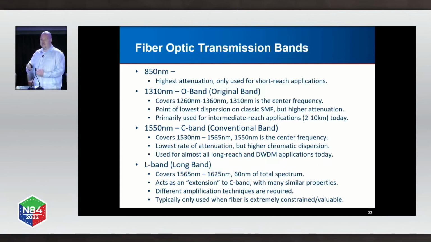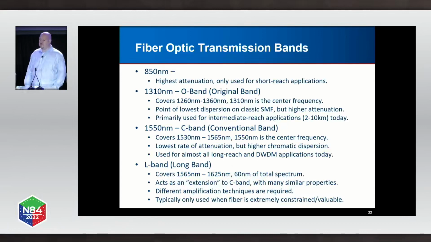So the signal itself has lower loss, but it has more dispersion. I'll talk about why dispersion matters, but typically this is the band that you use for your DWDM applications. Anything long reach, anything high capacity pretty much lives in this space.